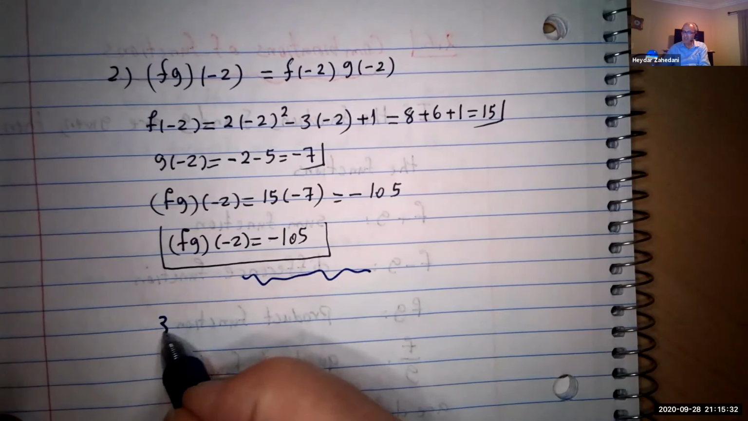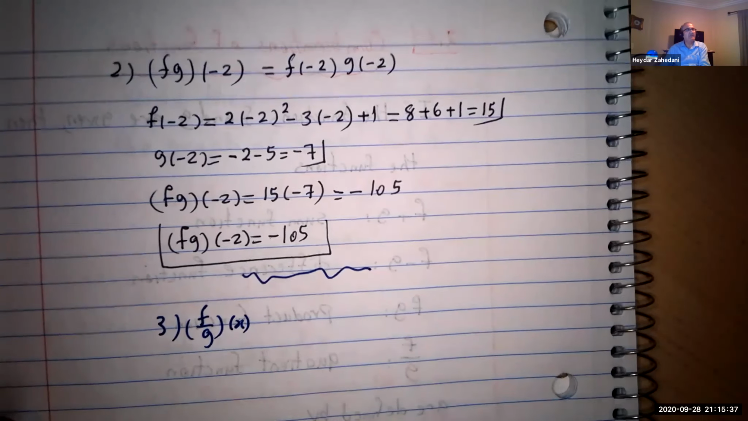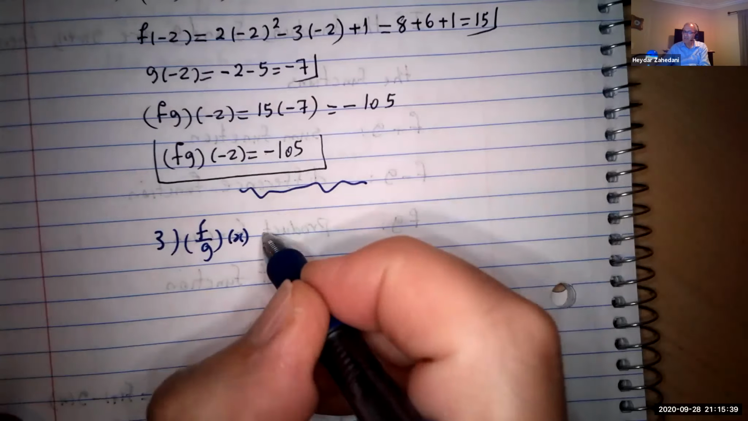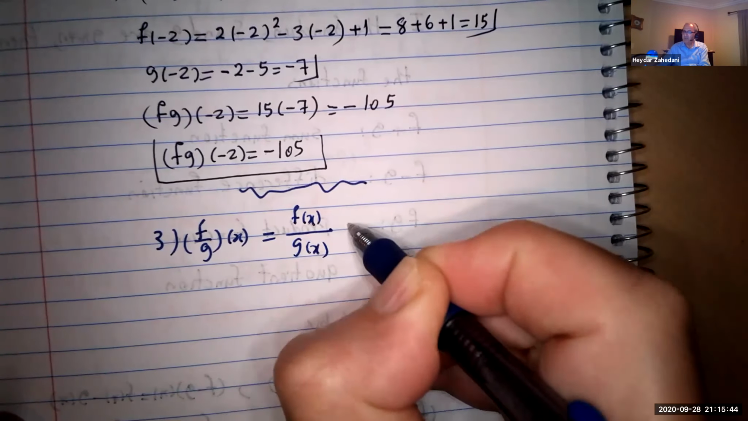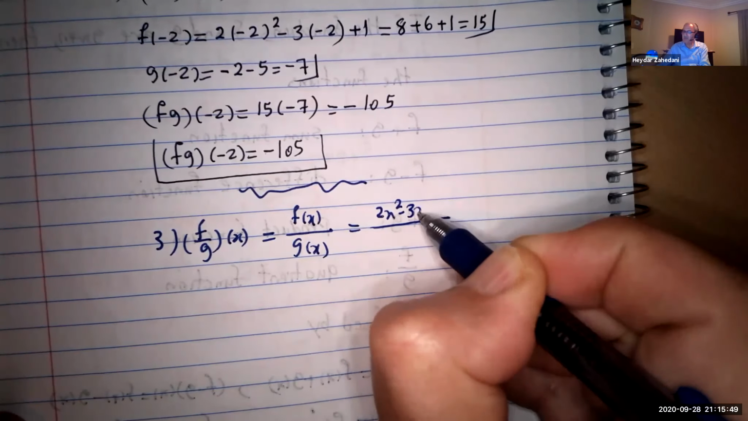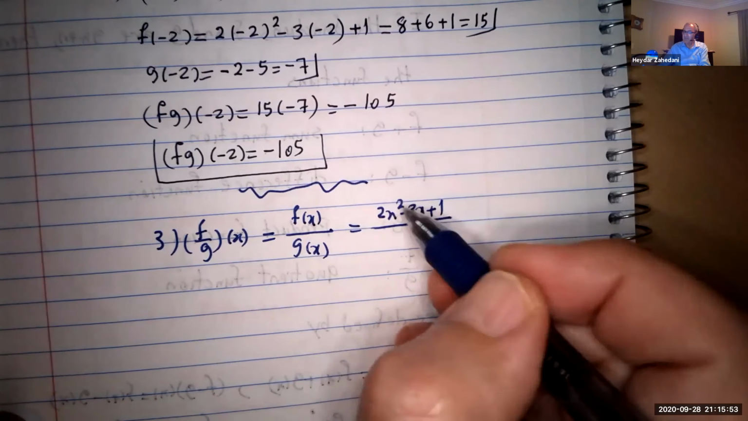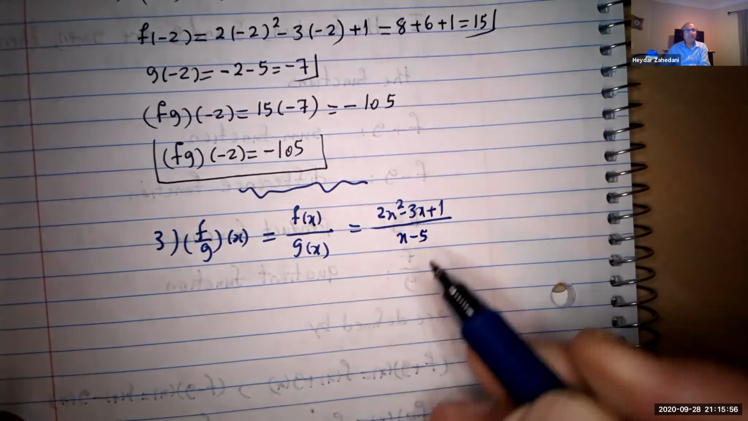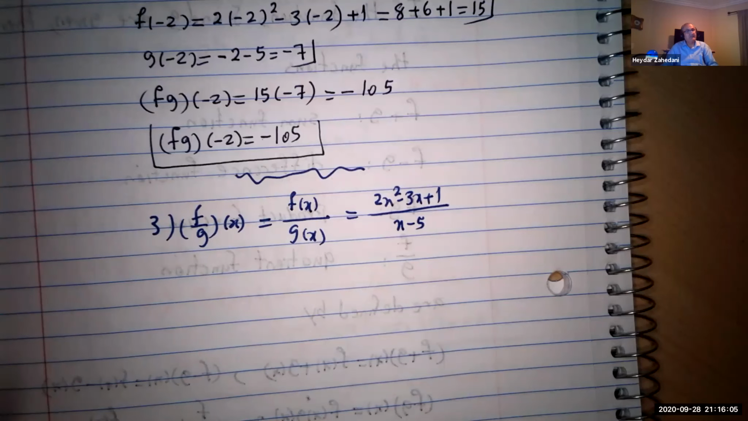Number three is just a quotient function, f over g at x. For the quotient, we just divide. So we have f of x and we have g of x. Just substitute. f of x was 2x squared minus 3x plus 1, and g of x was x minus 5, and you're done. If we cannot simplify it, then we don't expect you to simplify it. So that would be a quotient function. Any question?